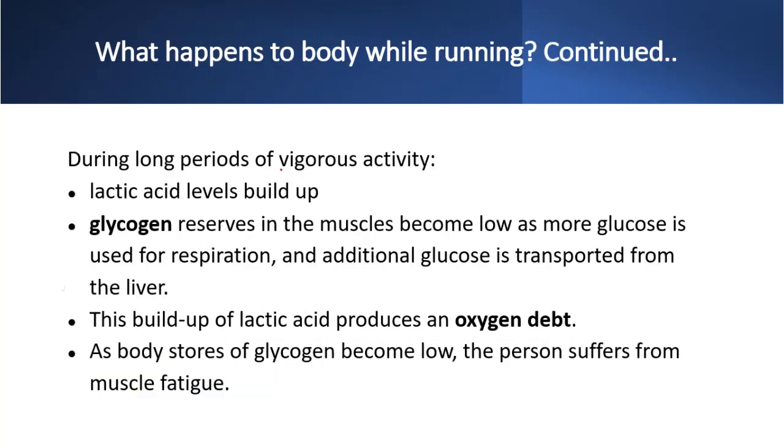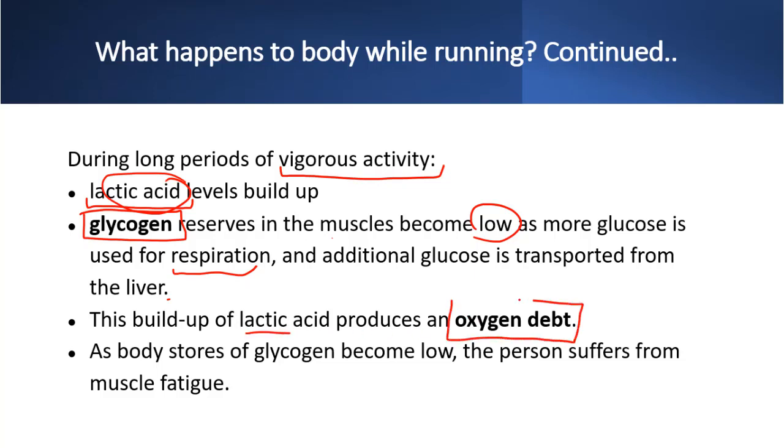Now, during long periods of vigorous activity, if you continue to run, lactic acid will build up in much greater amount. So glycogen reserves in the muscle become low, as more glucose is used for respiration and additional glucose is transported from the liver. Excess glucose is converted to glycogen and stored. But in case of extra vigorous exercise, this glycogen is converted to glucose for respiration. As a lot of lactic acid will be produced, this buildup of lactic acid produces oxygen debt.